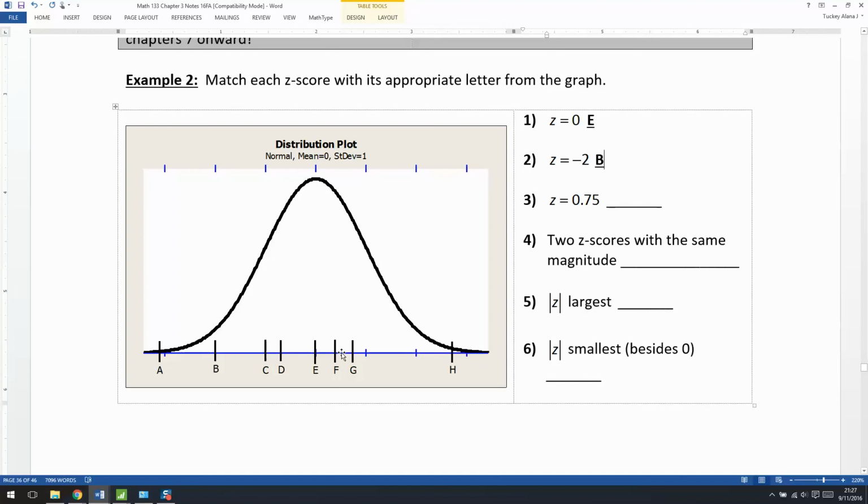And that means that it has to be G because G is closer to 1, if you will, and farther away from E than F is. F is actually closer to about 0.33 if I was guessing at it. So G is the one that is 0.75 away. It's not quite to 1, but it's getting there.